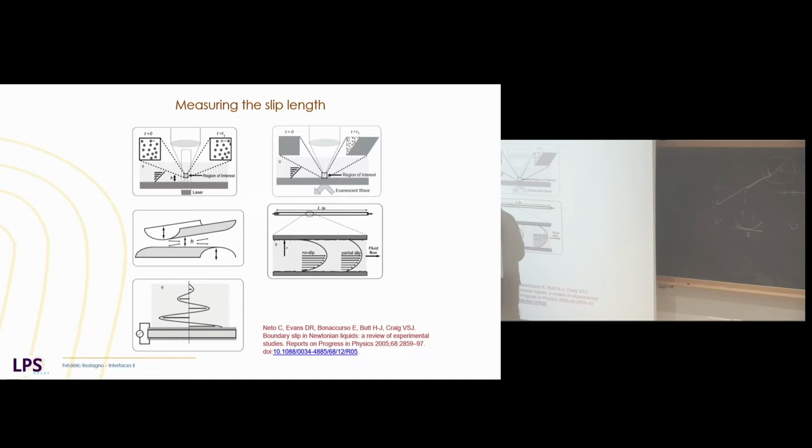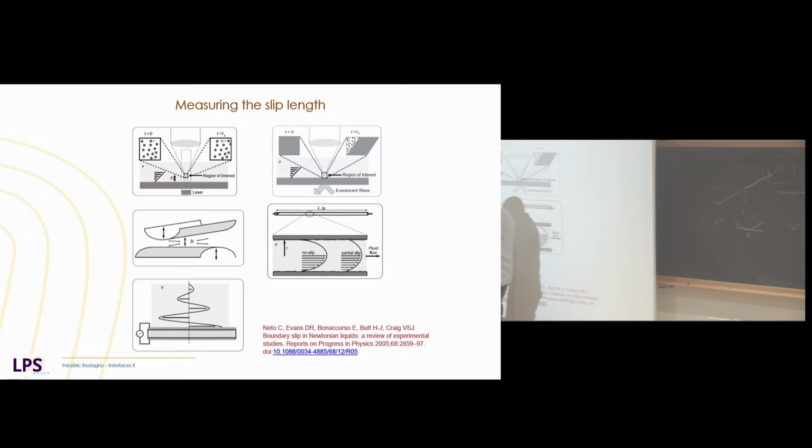A very nice technique is the surface force apparatus. It's a technique where basically you approach two surfaces, which are smooth enough, to very narrow distances, and you measure the force needed to expel the liquid from between the two surfaces. And from that, if you have all the hydrodynamics, you will be able to measure the slip length. Okay, that's a nice technique.